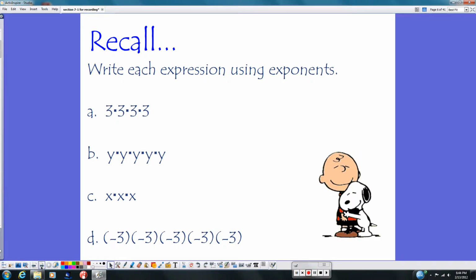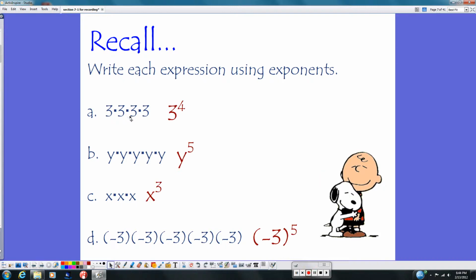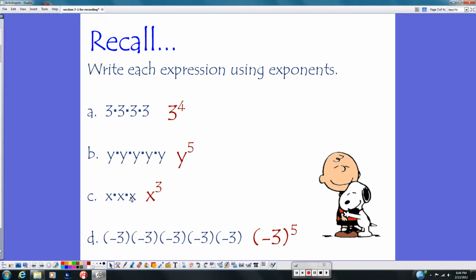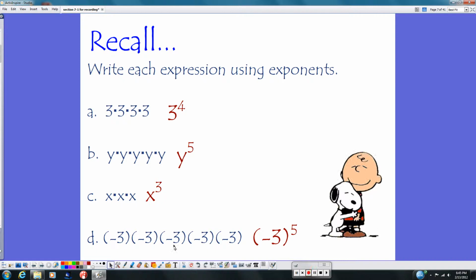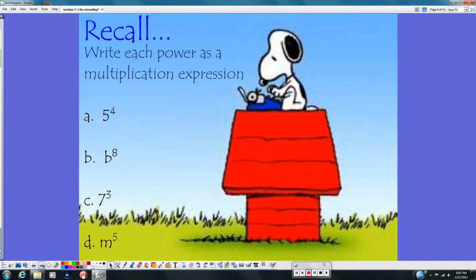Let's see how you did. In the first one, we have 3 repeated over and over and over again, so that would be 3 to the 4th power. Here we have y repeated 5 times, so that's y to the 5th power. X repeated 3 times, so that's x to the 3rd. And here we have negative 3 in parentheses repeated 5 times, so that would be the quantity negative 3 to the 5th power. Now let's go the other direction.